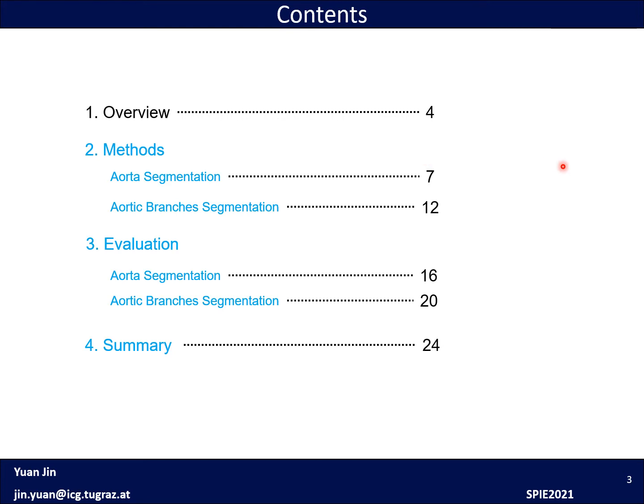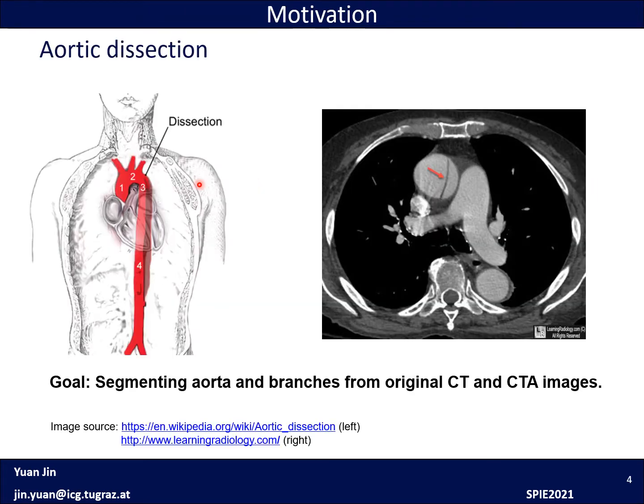First is the overview. The aorta is the main artery of the human body, which plays a key role in supplying the whole body with blood. Diseases that affect the aorta without treatment can result almost certainly in death. The aortic dissection is one aortic disease that splits the aorta and forms two blood flow channels.